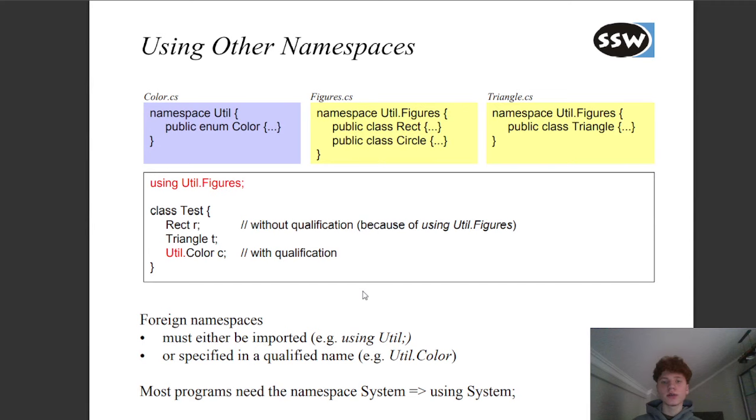Using other namespaces. Namespace Util: public enum Color. Namespace Figures: public class Rect, public class Circle. Namespace Util.Figures: public class Triangle. Using Util.Figures. Example.